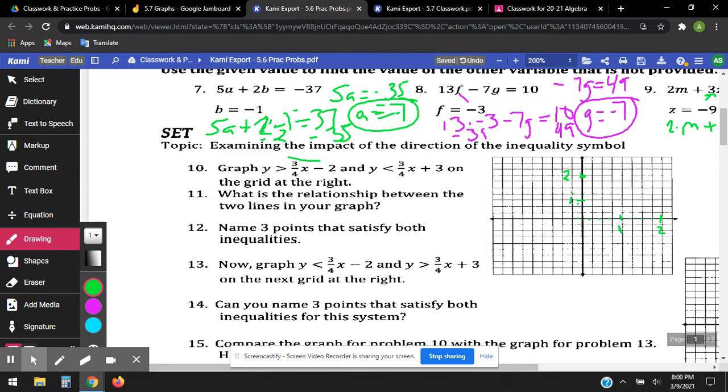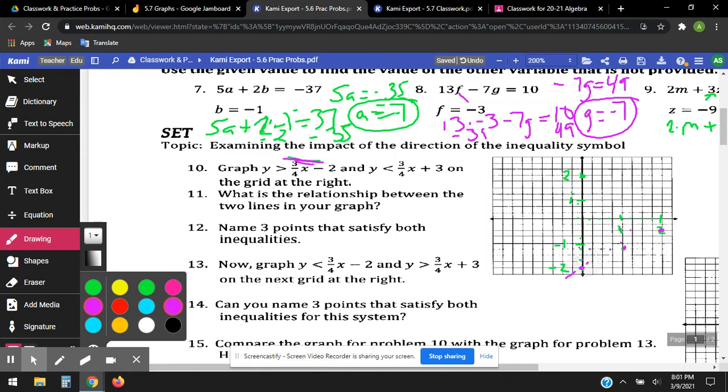Negative 2. Oh, got to go down. 1, 2, 3, 4. That's negative 1. 4. That's negative 2. So I'm going to cross it at negative 2, and I'm going to go up 3, right 4. Probably a different color here. We'll do it in purple.